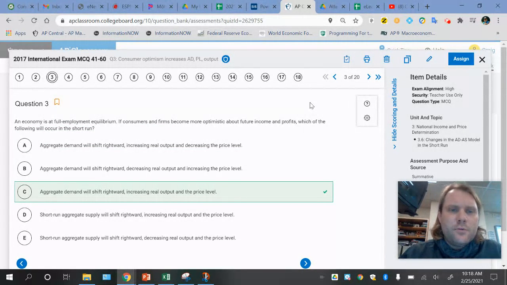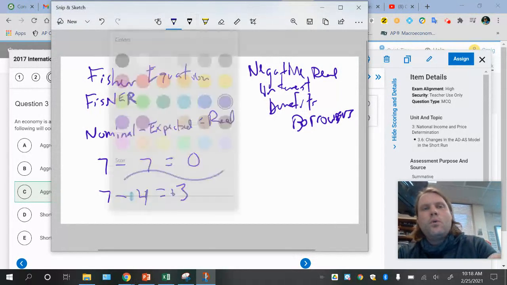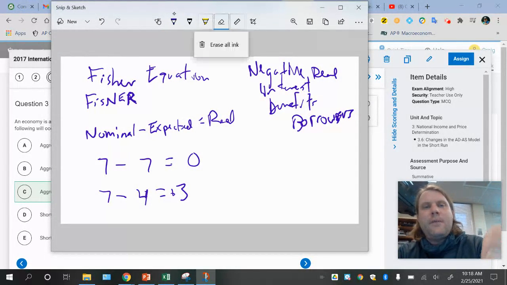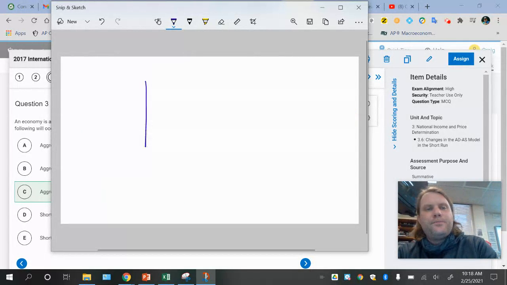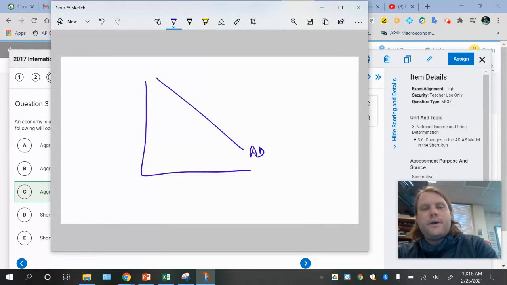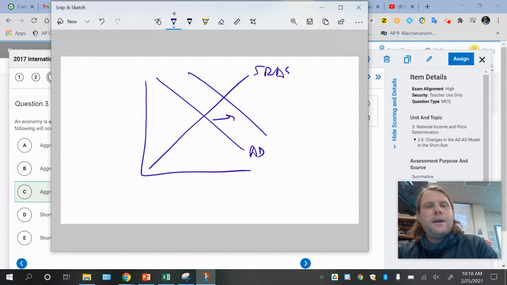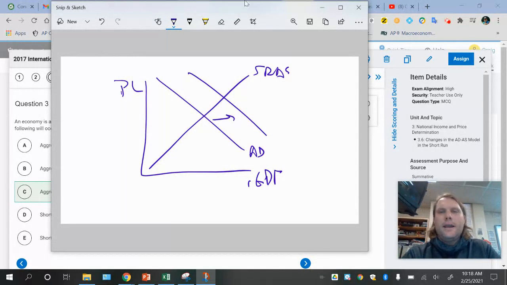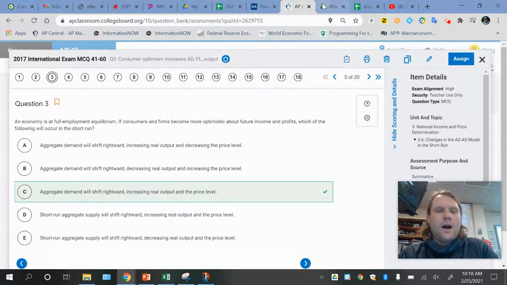At full employment equilibrium, consumers and firms become more optimistic. Which of the following is going to occur? More optimism is going to lead to more willingness to buy stuff, and that might mean borrow money too. More optimism is going to affect our aggregate demand and shift it to the right. And that's going to increase our price level and increase our GDP, our output.